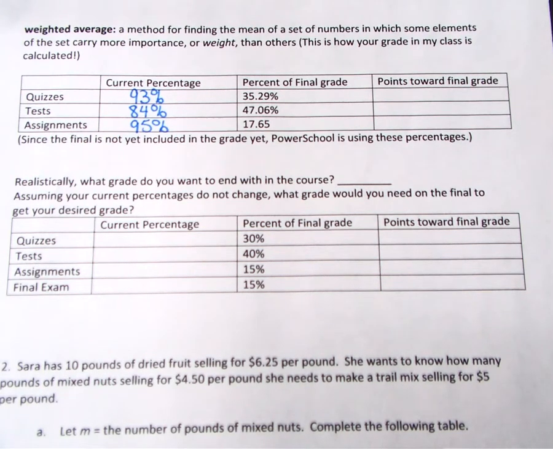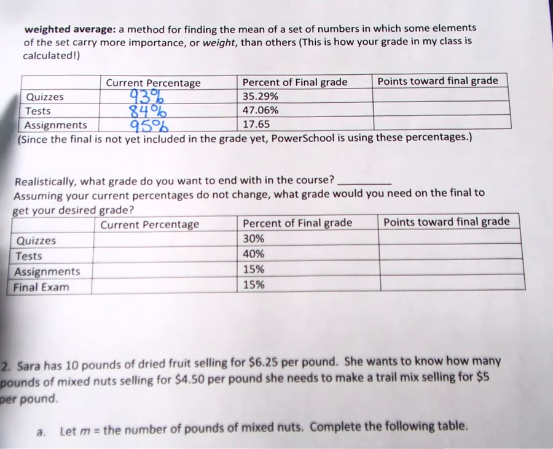We're going to continue our discussion of 8.6 here with some word problems. The first kind of word problem is a weighted average. That's just a way that when you find the average, some of the numbers carry more weight or importance than others. And that's actually how the grade in the class is calculated.